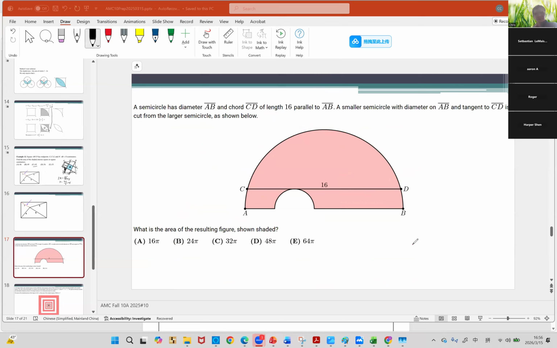So we have a semicircle that has a diameter AB and chord CD of length 16 parallel to AB. A similar semicircle with diameter on AB and tangential to CD is cut around the large semicircle as well. What is the area of the resulting figure shown shaded?